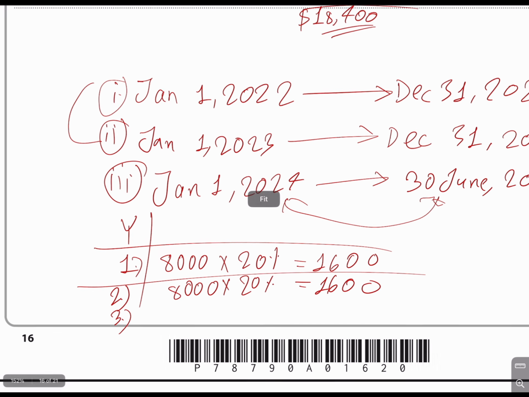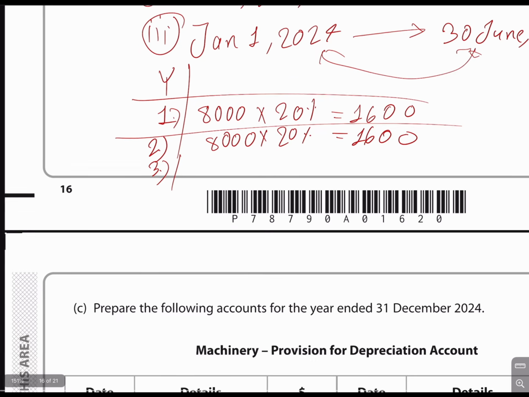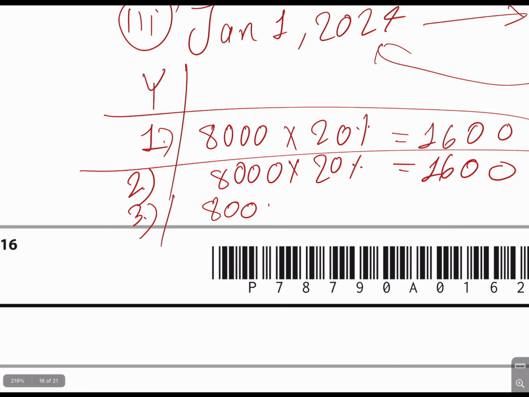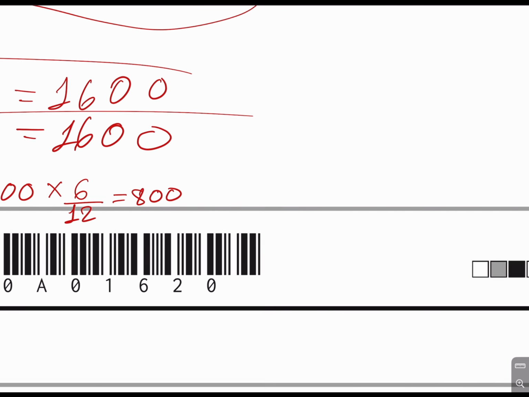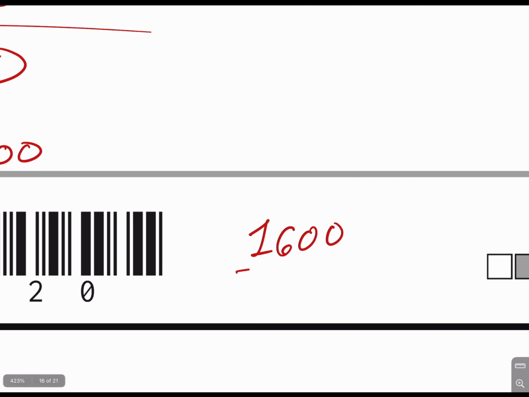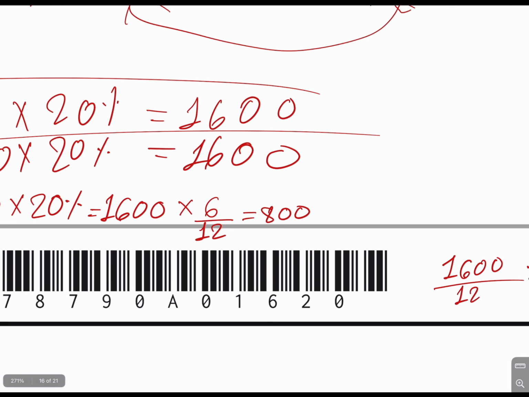It was used for 6 months, right? Now how do we calculate it? We can first calculate for the year. 8,000 into 20%, we get 1,600 for the full year, right? But it was used for only 6 months, so into 6 divided by 12, you get 800. You can also do it like this. 1,600 is for the year. If you divide it by 12, you get for the 1 month. If you multiply it by the number of months used, you get 800 as well. So 1,600, 1,600, 800. Its total depreciation was 4,000.